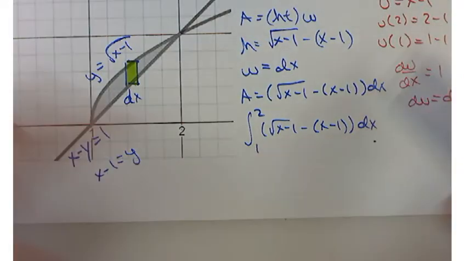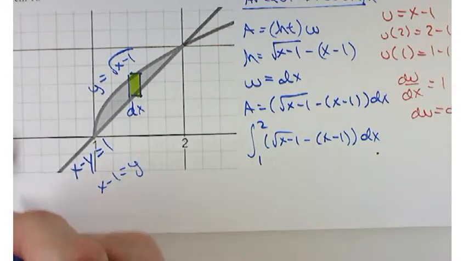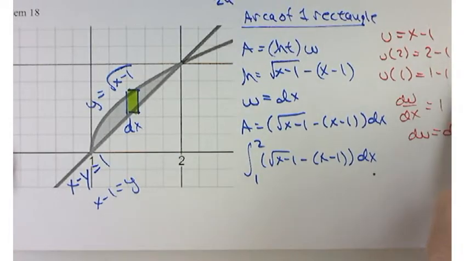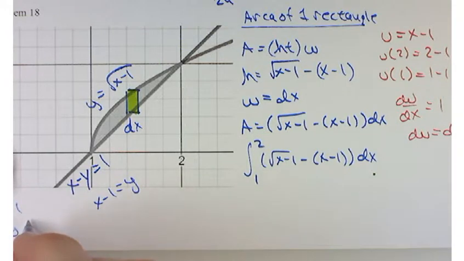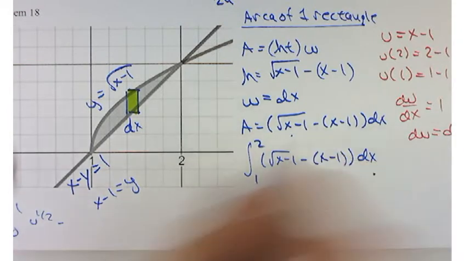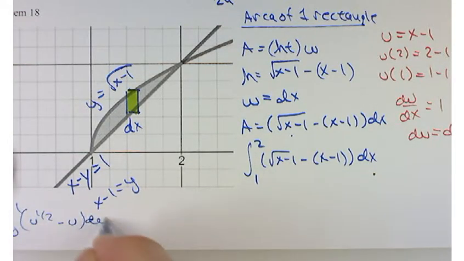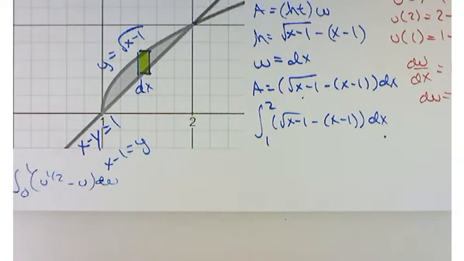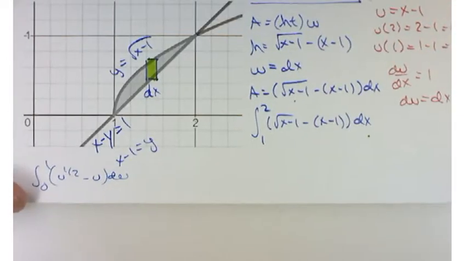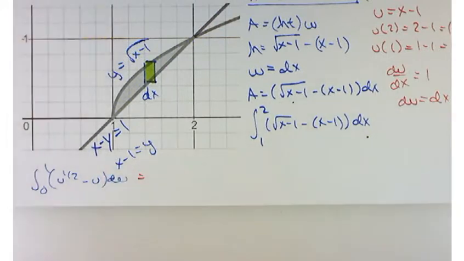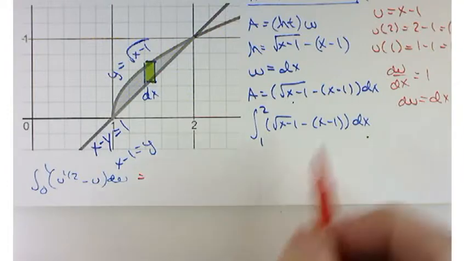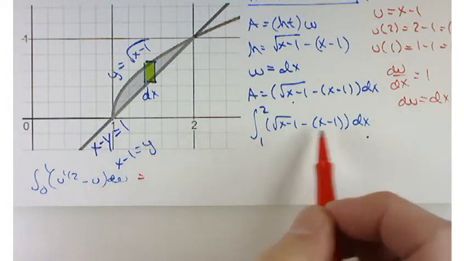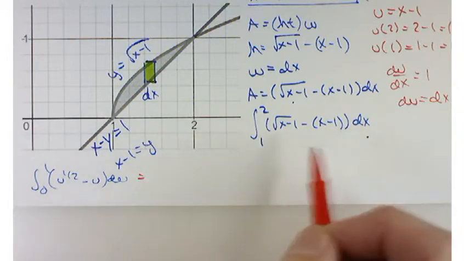All right, let's pull that all together. Our new integral looks like this. The integral from 0 to 1 of the square root of u, which I'll write as u to the 1 half, minus u du. Okay, well, I need an antiderivative here. I'm done with x's, because we changed our limits of integration. And notice that I had u plugged in twice, right? Once here. And that's okay. Worked out pretty nice.